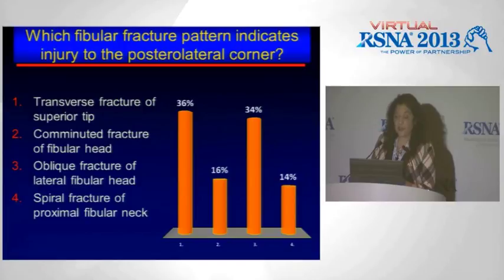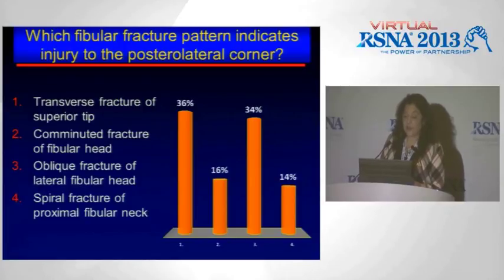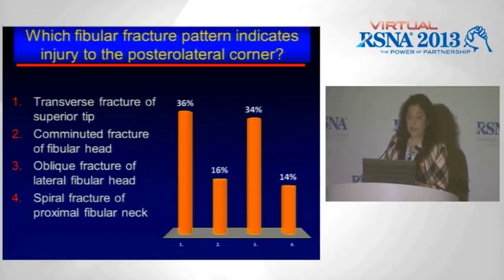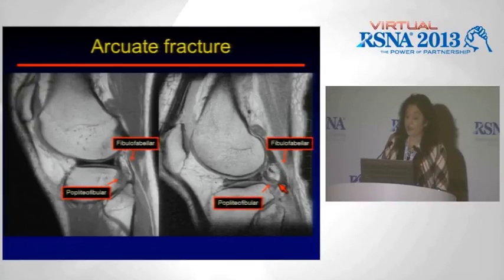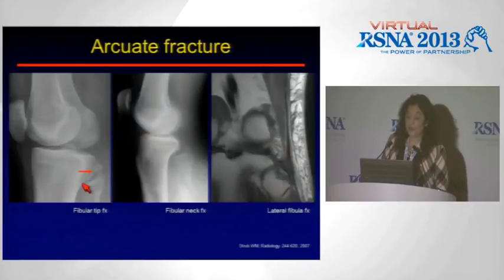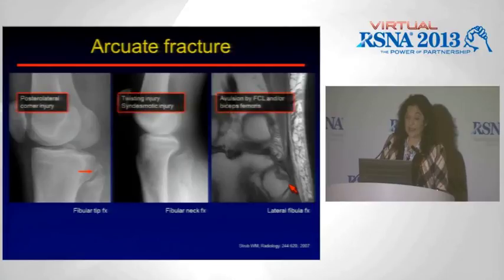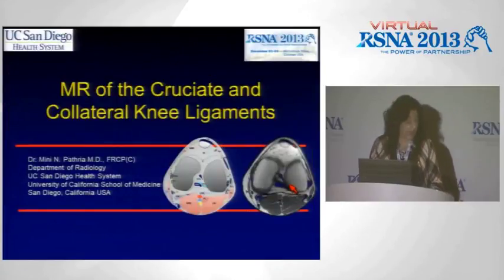It's a small fracture, but this is where the arcuate ligament, the fibulofibular ligament, and the popliteofibular ligament all insert, and it's very characteristic of a posterolateral corner injury to the knee. So when you look at these fibular fractures, this is the one that you want to pay attention to. The oblique laterals are telling you there's something wrong with the lateral capsule, but it doesn't have to be the posterolateral corner ligament structures. So with that, I am finished.